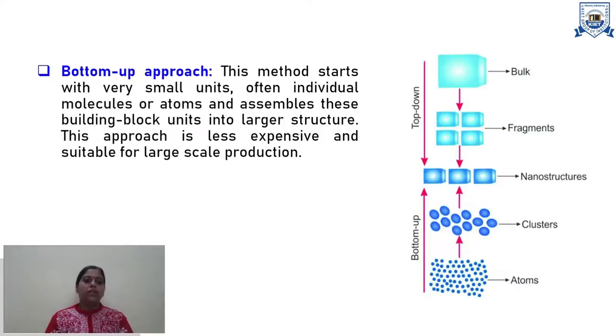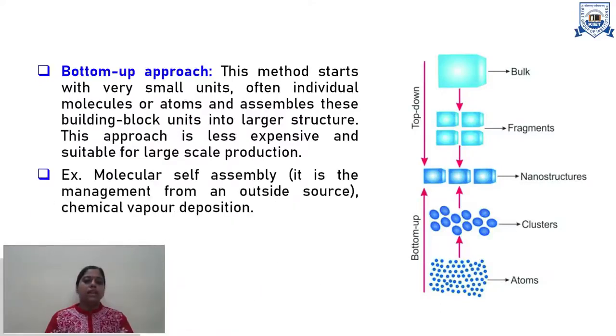The other one is the bottom-up approach, in which we start with a very small unit of an individual molecule or atom and assemble these building block units into a larger structure. This approach is less expensive and suitable for large production. For example, molecular self-assembly, which is automatic arrangement, and chemical vapor deposition.